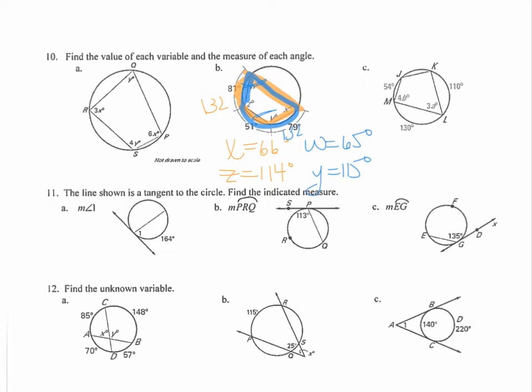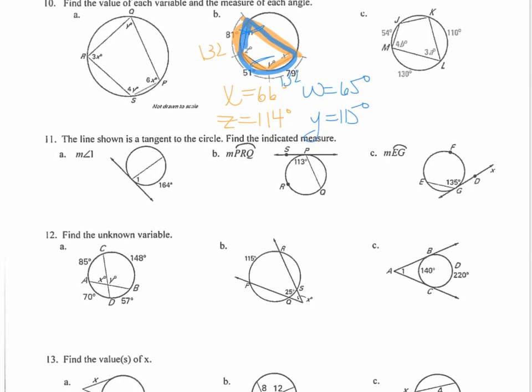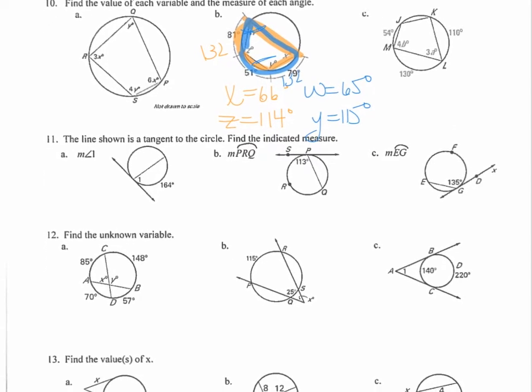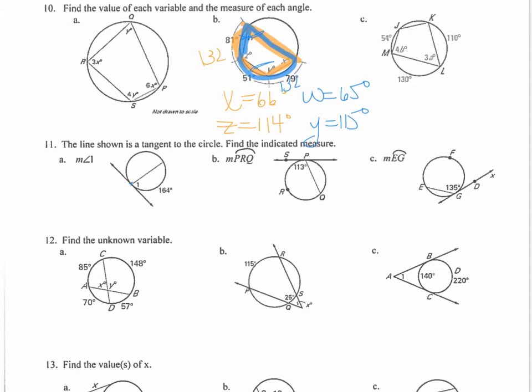Alright, let's keep going. Number 11. Notice number 11. What kind of angle is this? This kind of angle right here. It's an inscribed angle because it's on my circle. So it relates to arc 164. So 164 divided by 2 is 82 degrees. So angle 1 is 82 degrees.